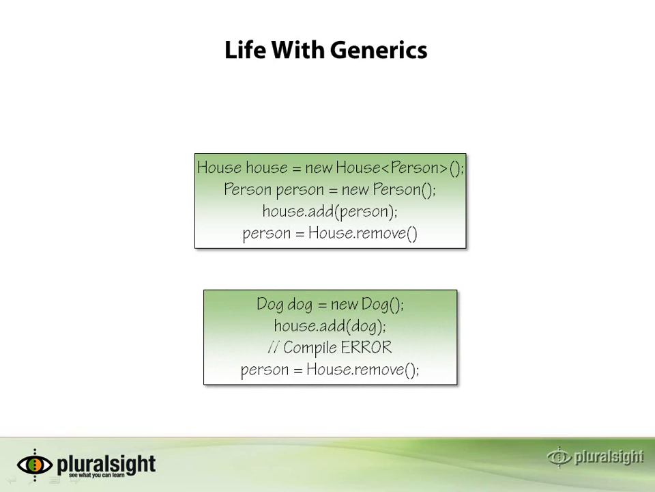We can't do a house.addDog. That'll give us a compile error, and if we try to do a house.remove and assign a dog to a person, we would get a compile error. We wouldn't be able to do that, or we wouldn't have been able to put the dog in the first place. The house.add is going to stop us from doing that. If we try to remove something from there, it's always going to be a person because it's kind of a guard here. The add method is only going to accept a person because when we declared our house all the way up here, we said that this house is of type person.